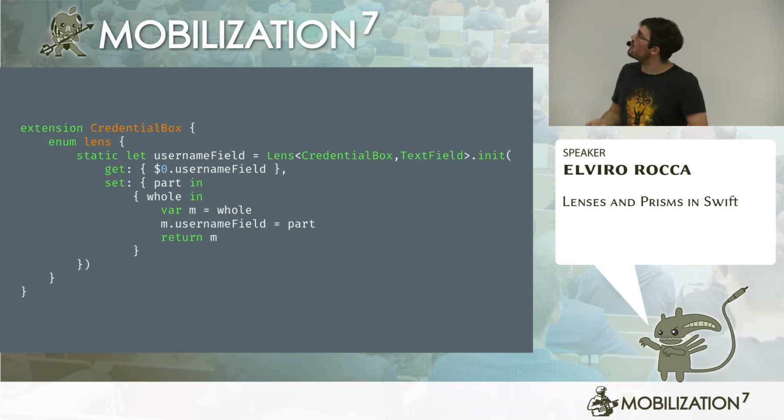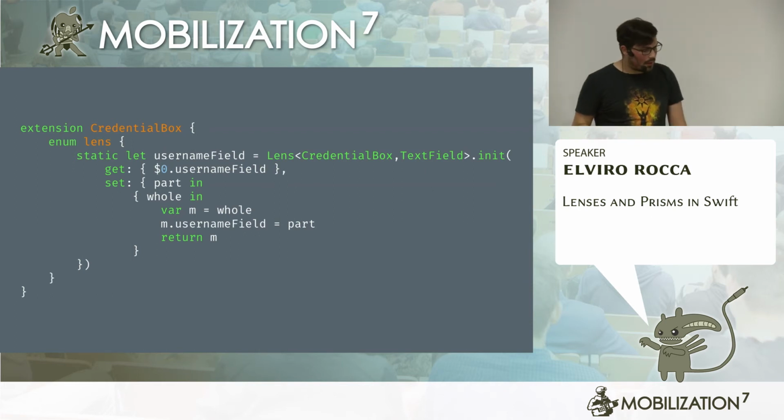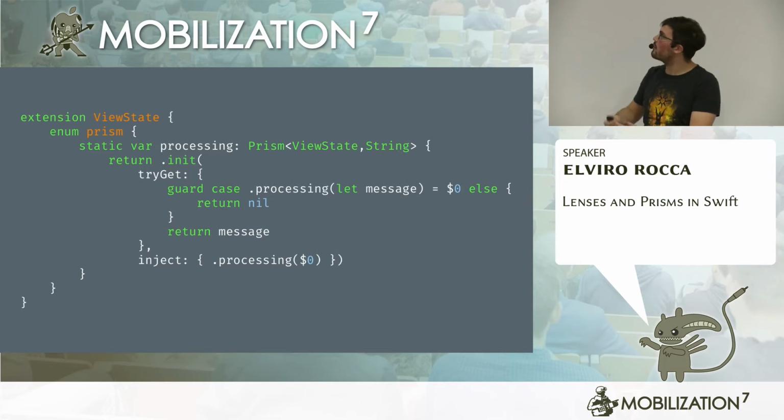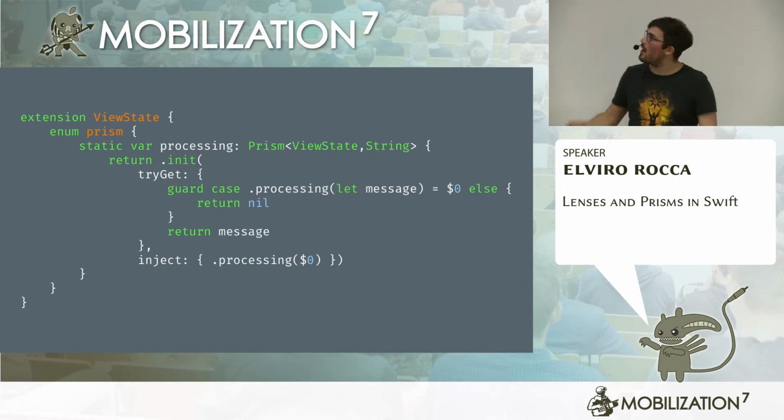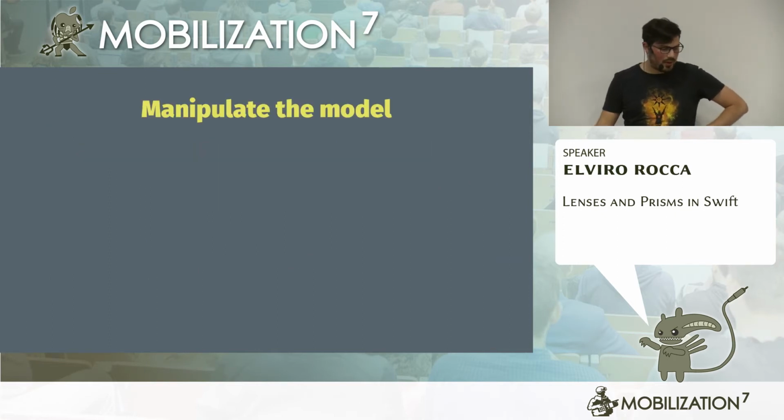And as you can see, there is only one instance in the entire app of this lens because this is a static property. For Prism, same thing. We extend our enum with another enum that is called Prism. It's going to act as a namespace, and we add our processing Prism there as a static property. The idea is that using lenses and prisms, we would like to manipulate the model.